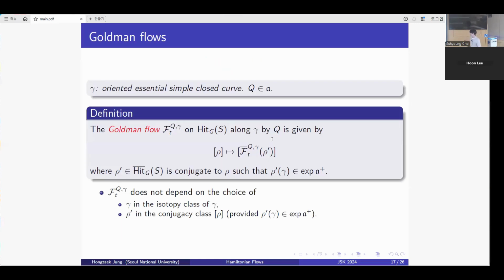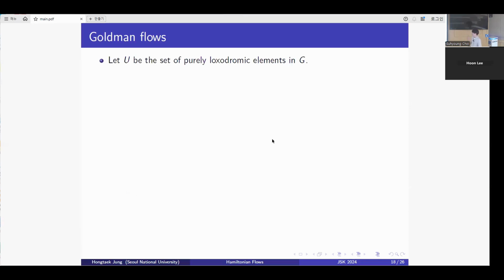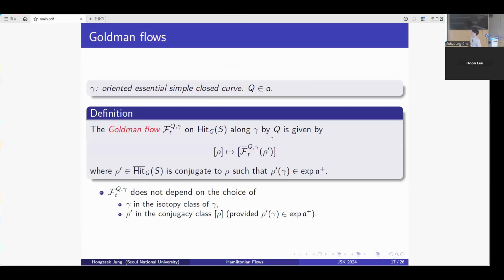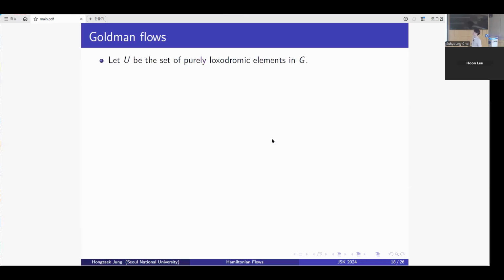So I defined the Goldman flow, and I secretly said that this Goldman flow is a Hamiltonian flow. Whenever I say Hamiltonian flow, I have to say what the Hamiltonian function associated to it is. So that's what I'm going to do: define the associated Hamiltonian function to this Goldman flow.